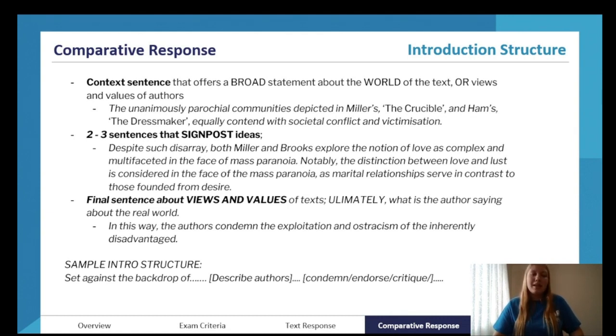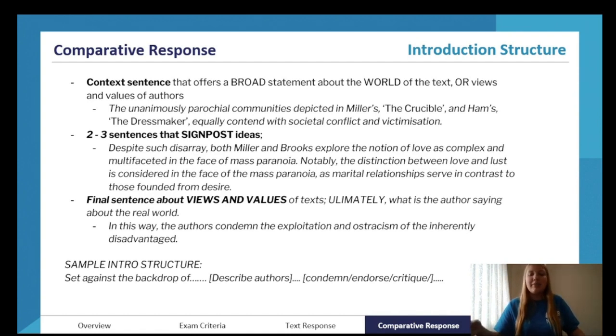And you can follow the same structure: contention, similarity, contention, difference. And then a final sentence about views and values. Ultimately, what are the authors saying about the real world? Now, you can still have a distinction in here as well if you would like, but in this statement, you can assume that they both have a similar message with regards to views and values. For example, in this way, the authors condemn the exploitation and ostracism of the inherently disadvantaged. And it can just be simple like that.